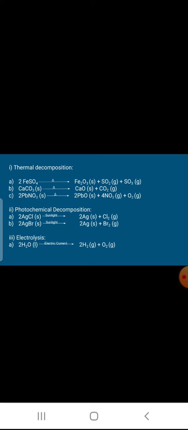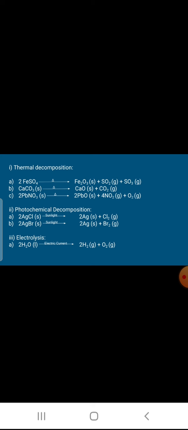Next, when calcium carbonate, which is in solid state, is heated, it will give out quicklime and CO2 gas. Next is when lead nitrate, which is in solid state, is heated, it will give out lead oxide, nitrogen oxide and oxygen gas. These three reactions are carried by heating.